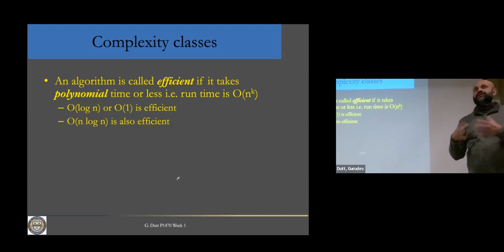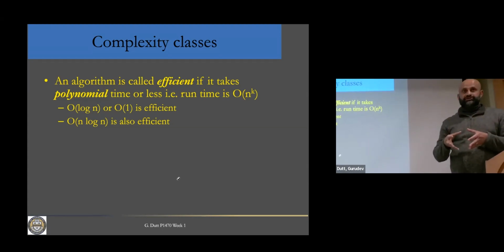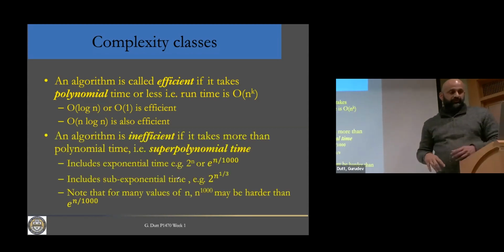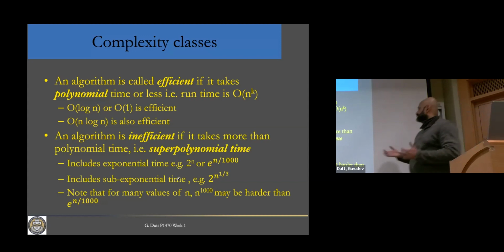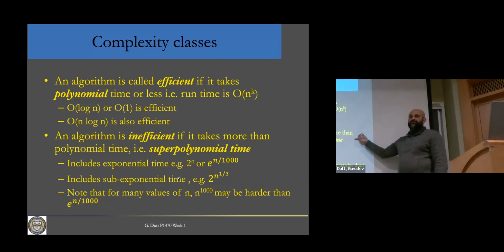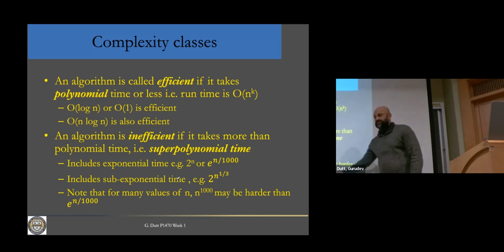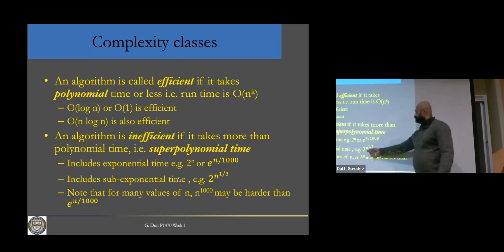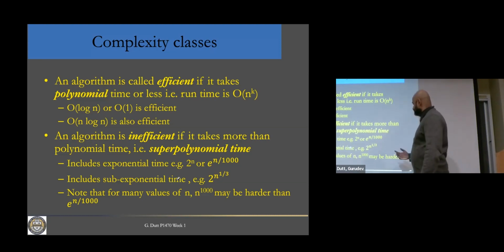When I say efficient, it has a very specific meaning in computational resources. It has to run in polynomial time. And it's inefficient if it takes more than polynomial, which is generally given the name super polynomial time. I'm out of time, so just this last slide. That includes things like exponential time, so 2 to the power n, or e to the power n divided by, say, 1000 even, doesn't matter. It includes sub-exponential time, 2 to the power n to the fraction 1/3.